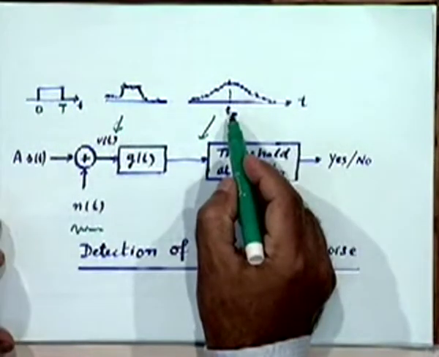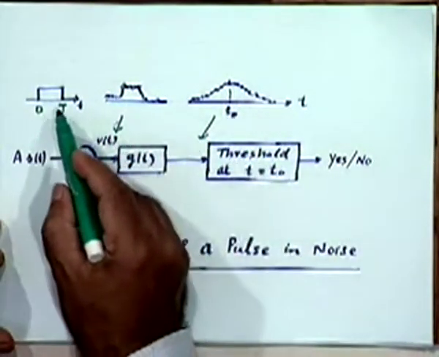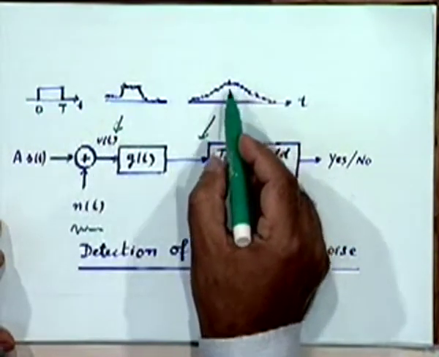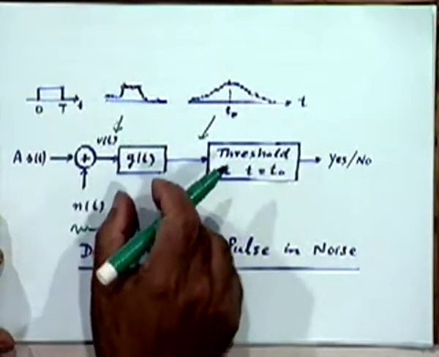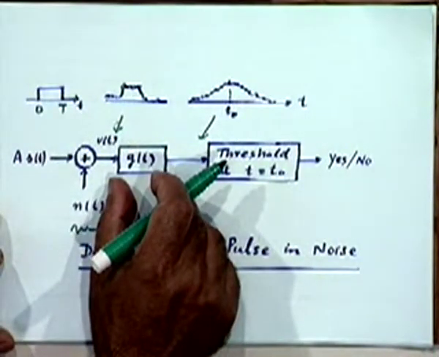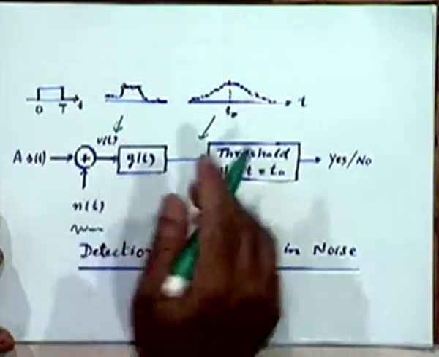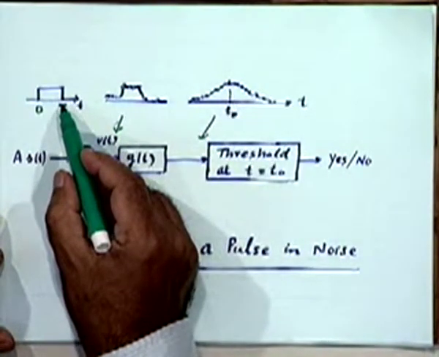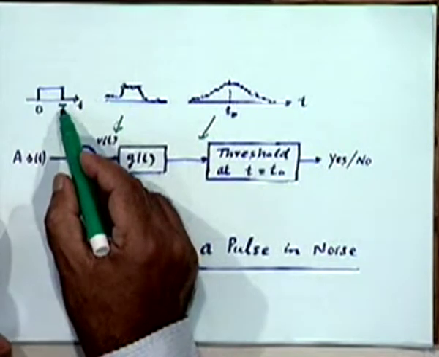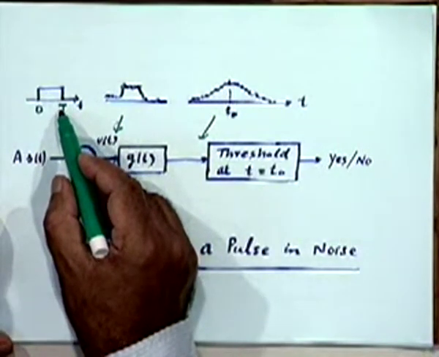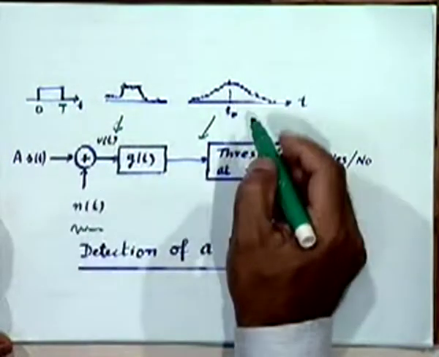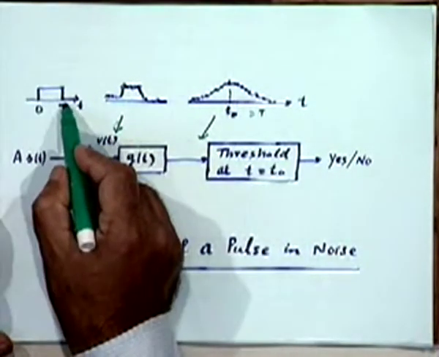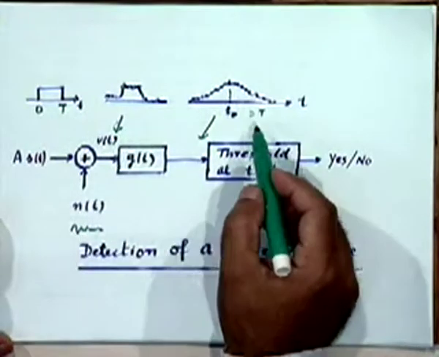So ideally T0 should be greater than or equal to the duration of the signal. You should not try to sample it before the whole of the signal has passed through this filter. So the sampling instant should be located beyond T, or at least the smallest value that you can choose is the duration itself, equal to T. So it could be equal to T, if this is starting at 0 and ending at T, right?